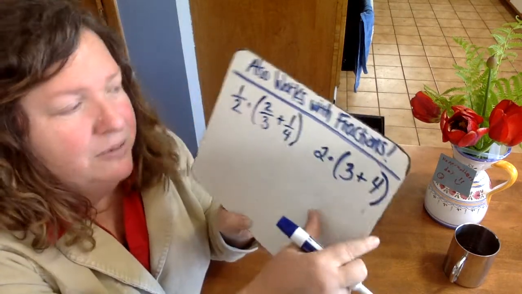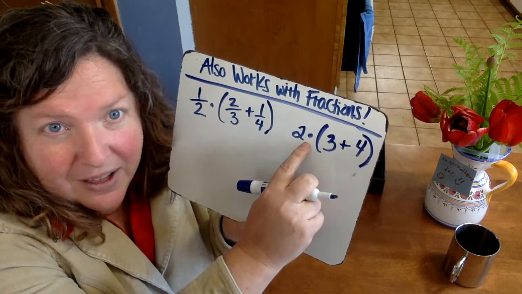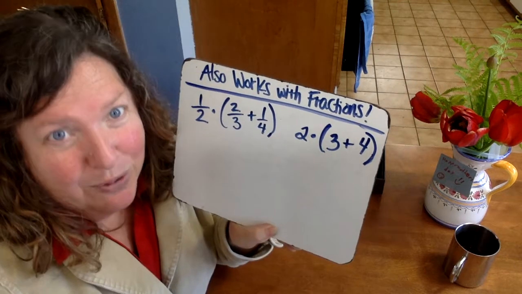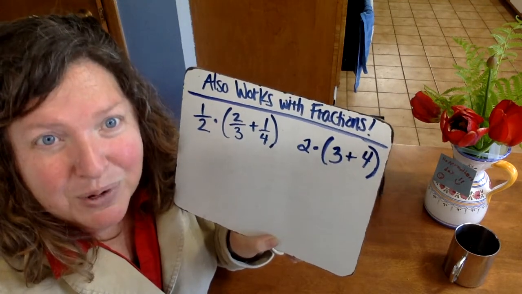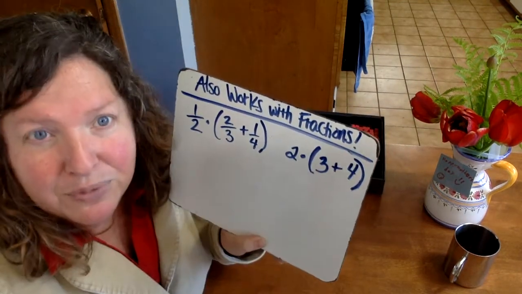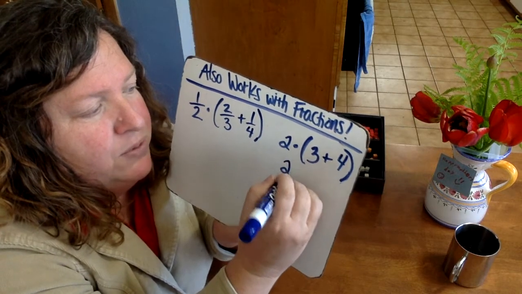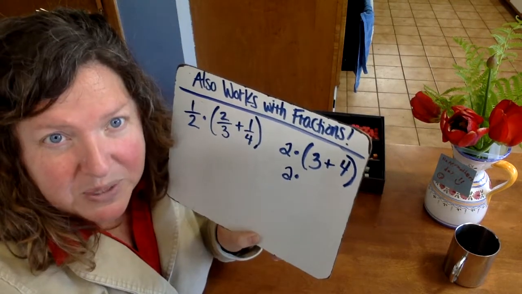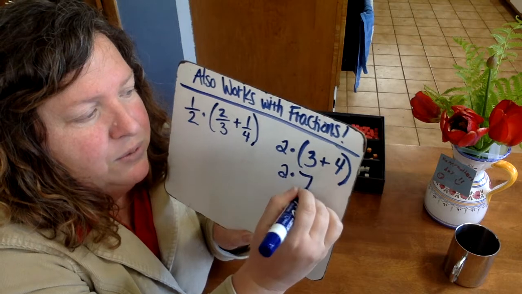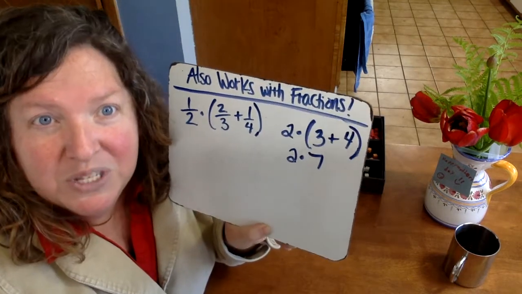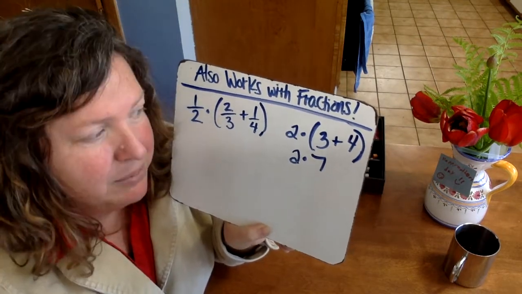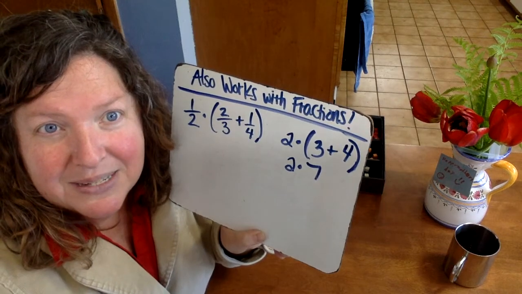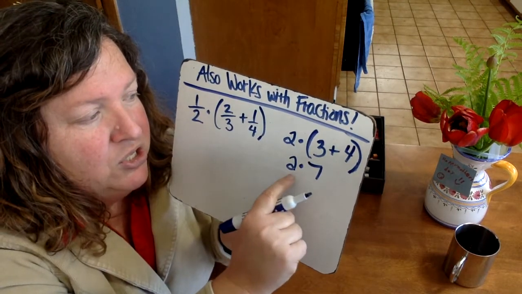So let's start over here. 2 groups of 3 plus 4. Order of operations tells us we have to do the parentheses first. So we have to solve 3 plus 4. So we're going to keep the 2. We're going to keep the multiplication sign. And we're going to solve 3 plus 4. Once we've solved that part of the problem, we can get rid of those parentheses. So our new problem is 2 times 7.